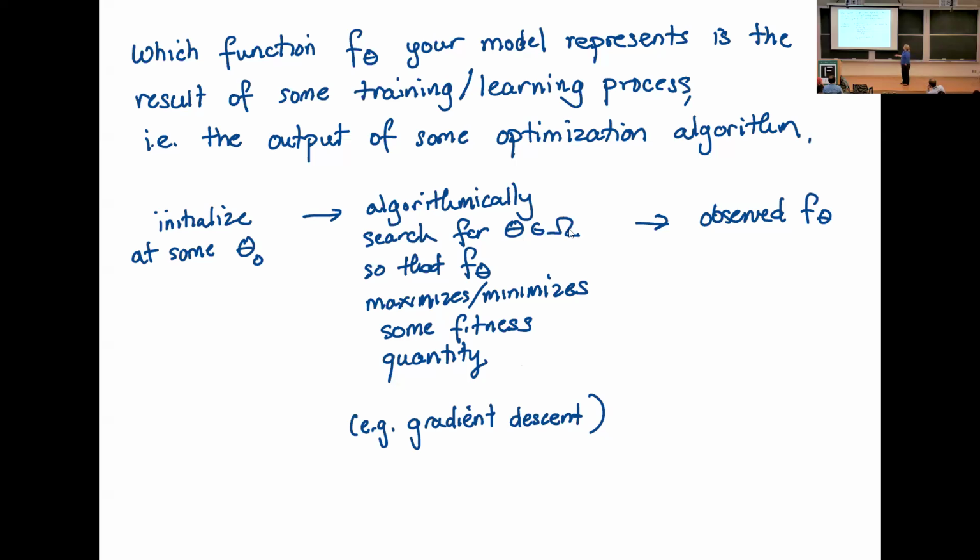Exactly what this algorithmic process is will vary from situation to situation. In artificial neural networks, it's often some form of gradient descent. Gradient descent being: you have some way of measuring your error, and you randomly initialize somewhere in parameter space, and you look around and figure out which direction in parameter space you should move to make the error decrease the fastest. So move in the direction of the gradient.